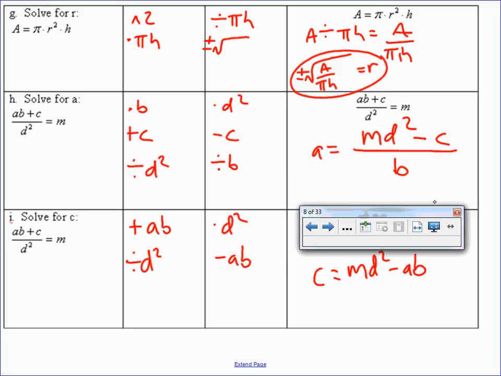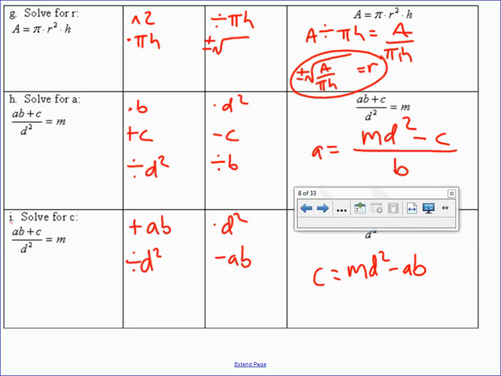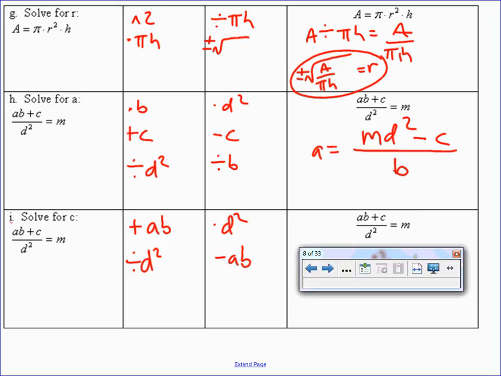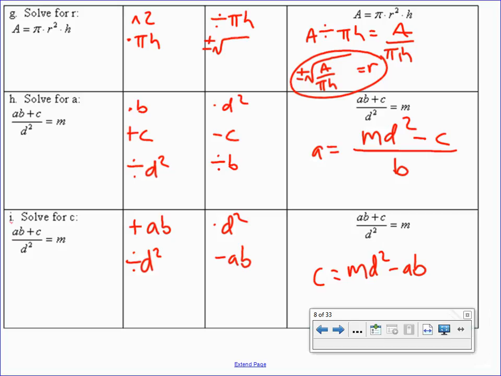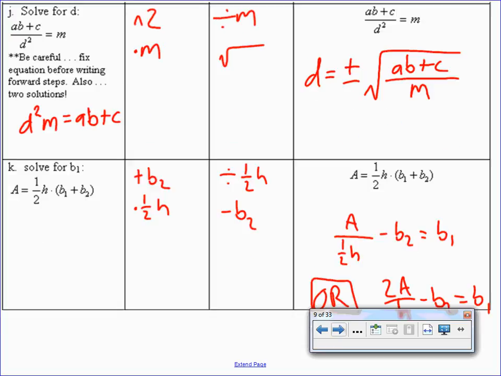H, A is given by m d squared minus c all over b. And I, c is given by m d squared minus a b. Almost there. J and K. So J, two solutions. Again, a positive and negative square root of quantity a b plus c all over m inside the radical.